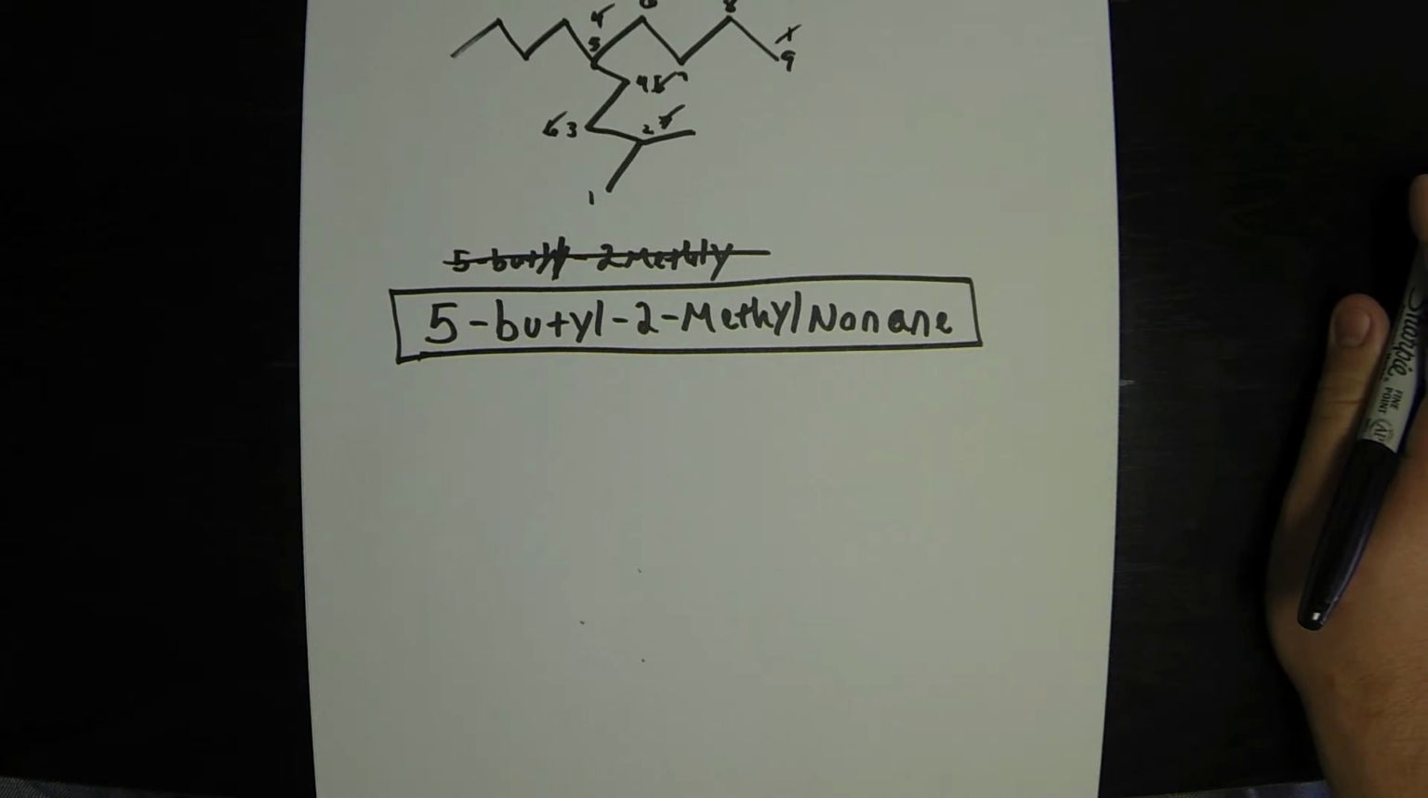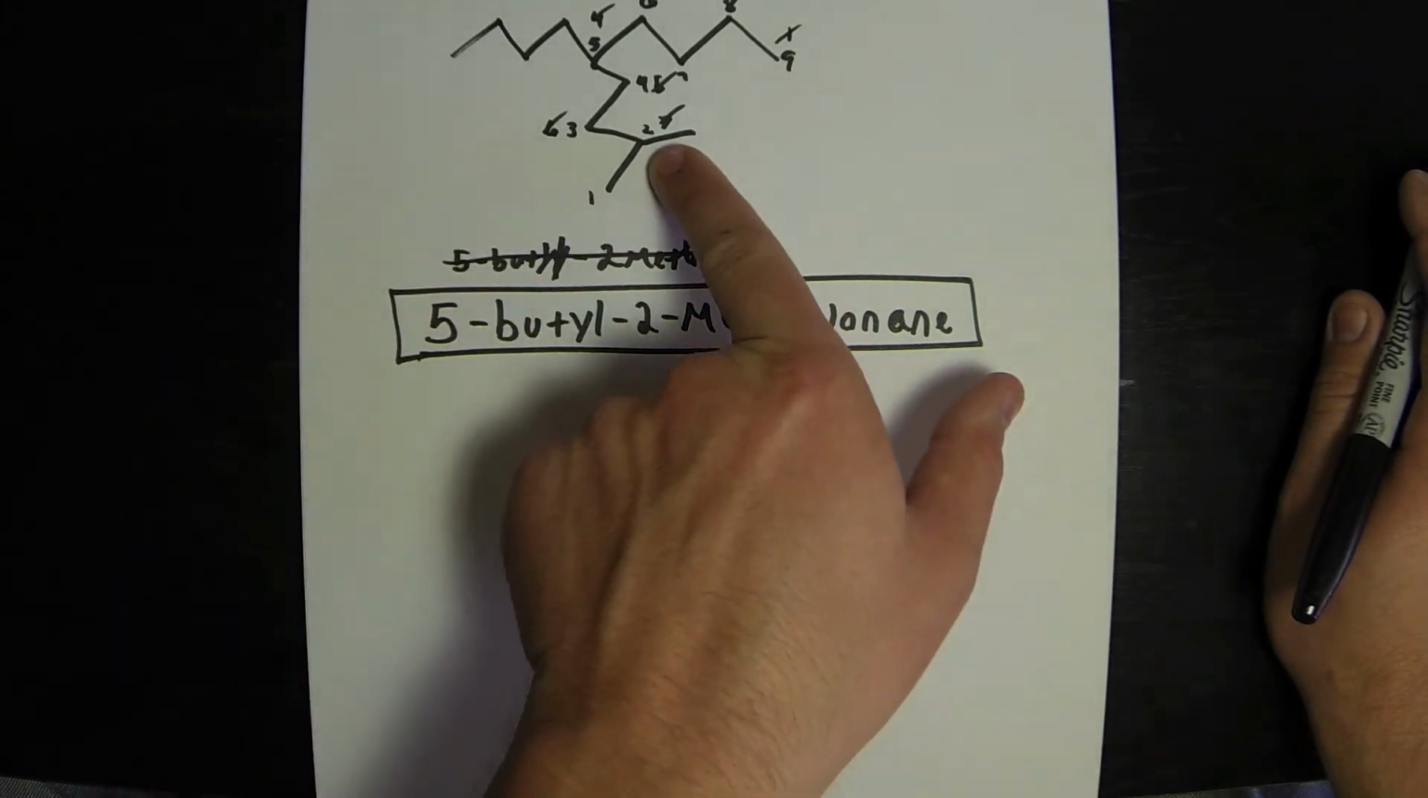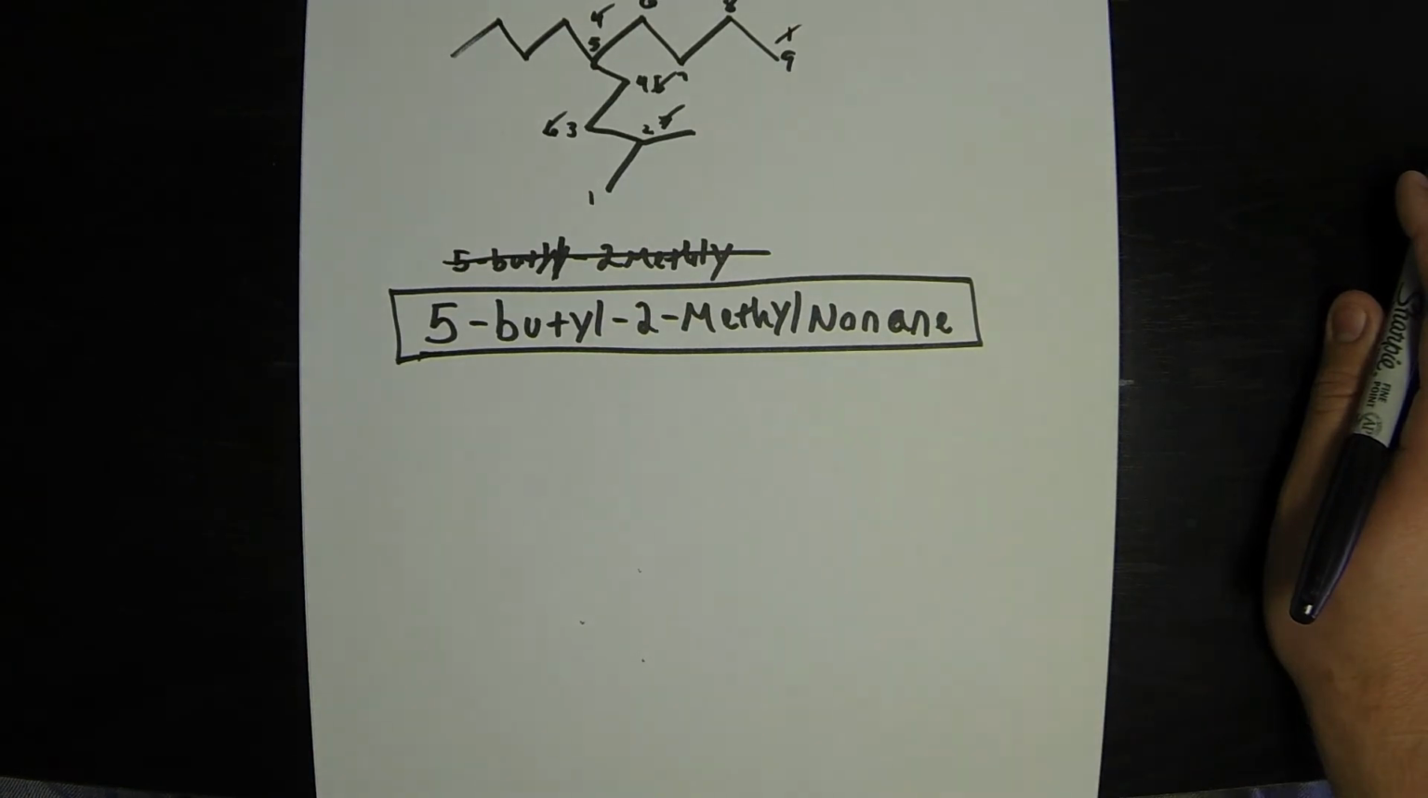I could do another example, but this is really what it is. You just figure out your naming, get your names in the lowest reduced numbers that you can. You want to hit this guy first because it's the second one. And then you just go on and name it. You had a 5-butyl 2-methyl nonane.